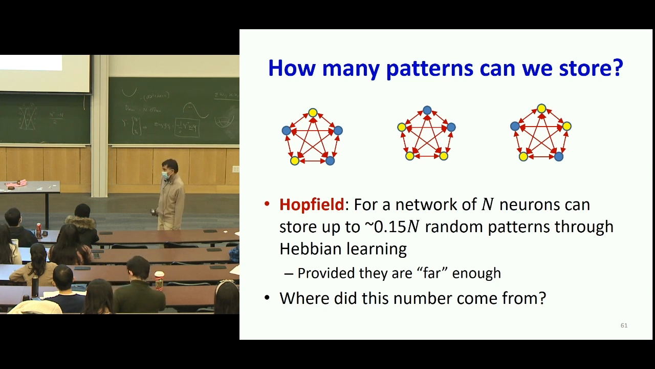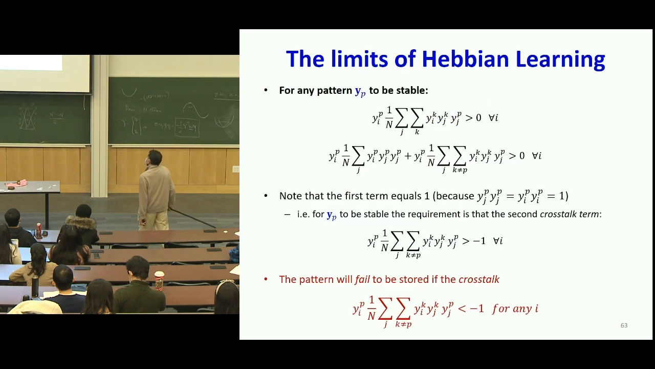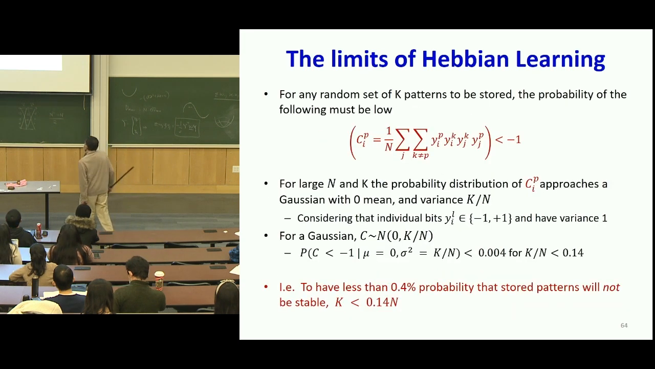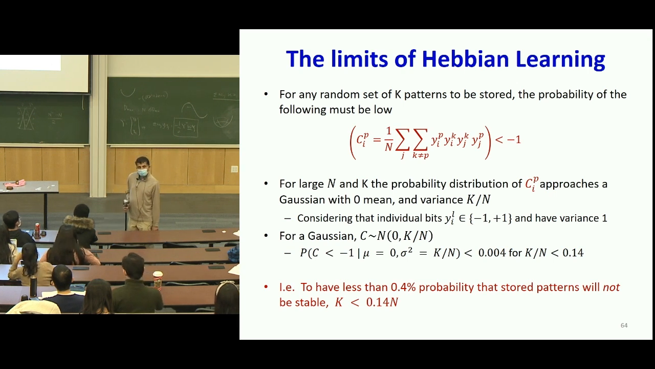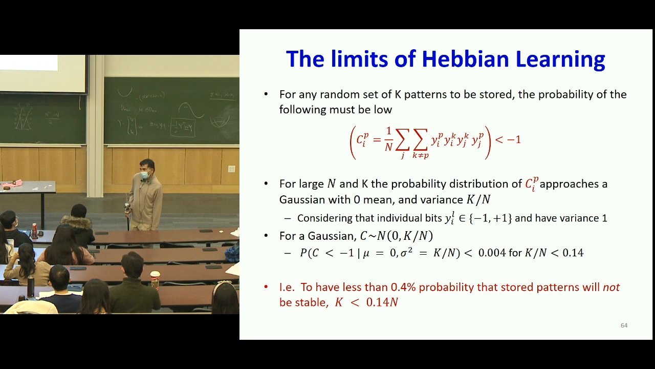It's always going to be stochastic, right? He worked through a whole bunch of arithmetic. I'm not going to go through the math. But basically, he showed that to have a less than 0.4% probability that a stored pattern will not be stable, the number of patterns to be stored needs to be of the order of 0.14n.